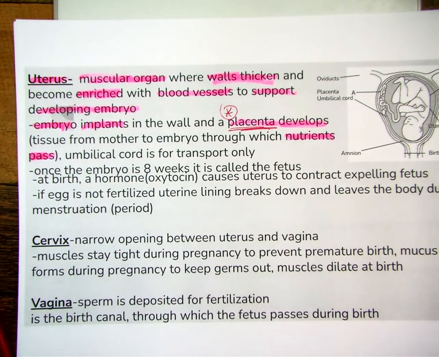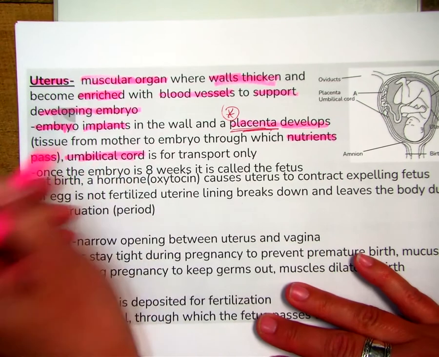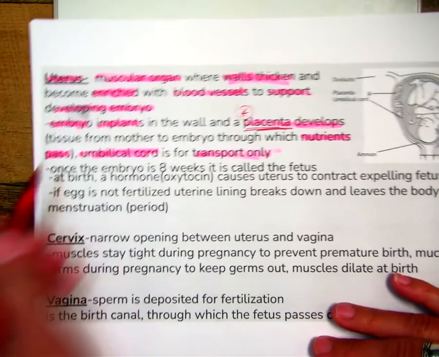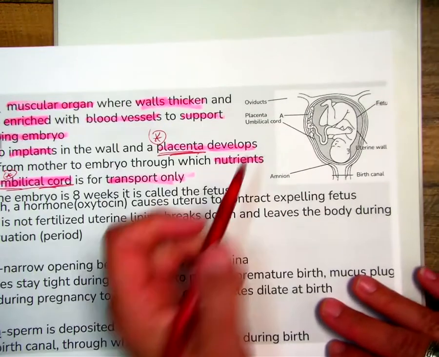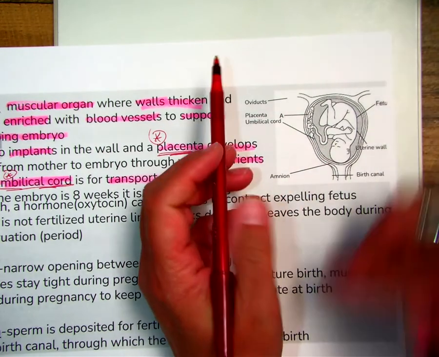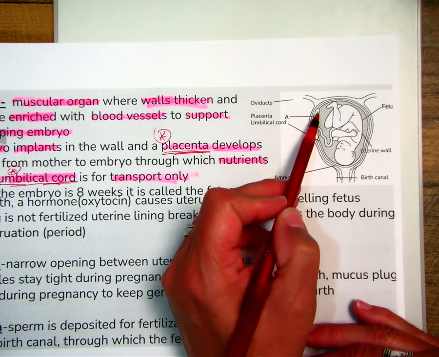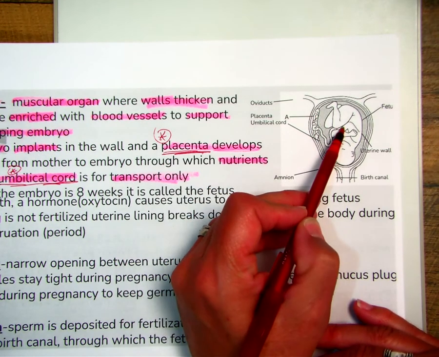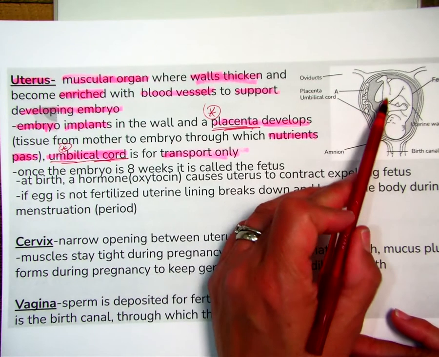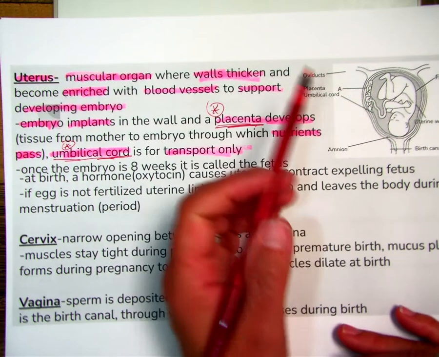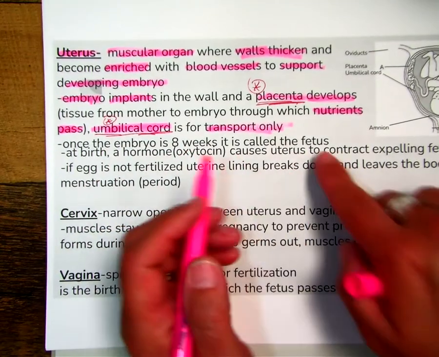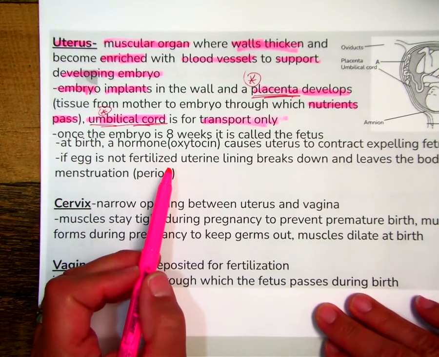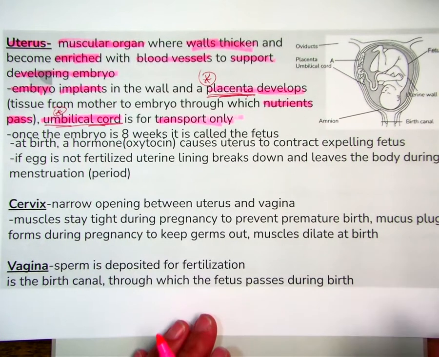The umbilical cord is for transport only. So let's underline umbilical cord, put a star there. This is transport only. So here's the developing embryo and fetus. There's the placenta. And then that's the umbilical cord, what attaches to your belly button. That's transport only, and this is for the diffusion for materials to pass. Once the embryo is 8 weeks, we now call it a fetus. At birth, there is a hormone called oxytocin that's released that causes the fetus to expel.